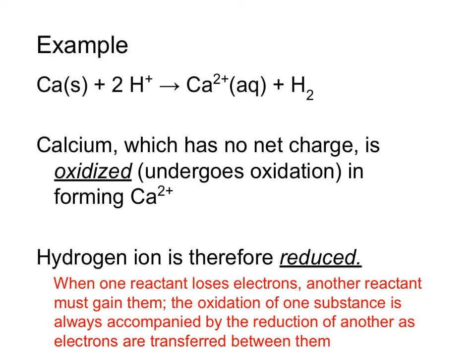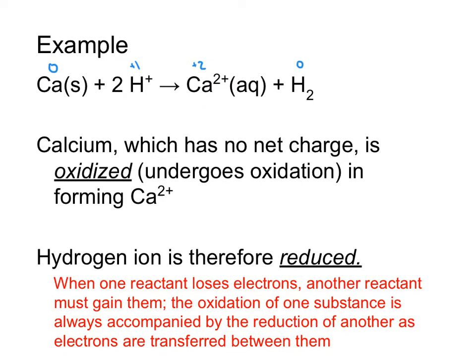We're going to learn how to find out the oxidation numbers in just a minute, but in this example, calcium starts with an oxidation number of 0. The hydrogen starts with an oxidation number of +1. In the products, calcium now has an oxidation number of +2, whereas hydrogen now has an oxidation number of 0. Calcium, which had no net charge to begin with, is said to be oxidized, as it now has a charge of +2 in the products.